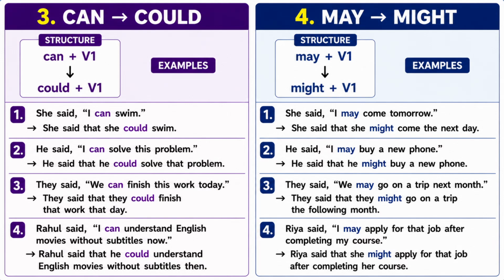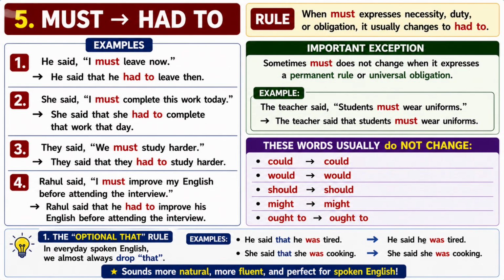Example 3. They said, we may go on a trip next month. It becomes, they said that they might go on a trip the following month. Example 4. Ria said, I may apply for that job after completing my course. It becomes, Ria said that she might apply for that job after completing her course. Now let us learn another important modal change. Must usually changes to had to.